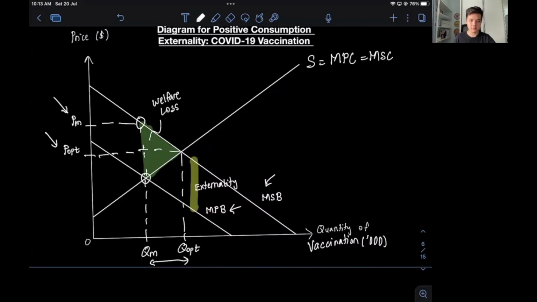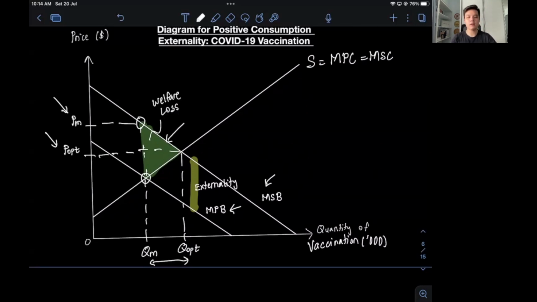So once again, this results in a welfare loss because not as many people are getting vaccinated as is required to be socially optimal. That's the logic, basically. And the welfare loss is reflected in this diagram as this green triangle, this green shaded area.